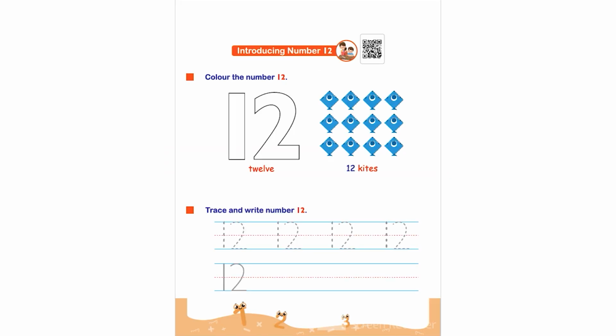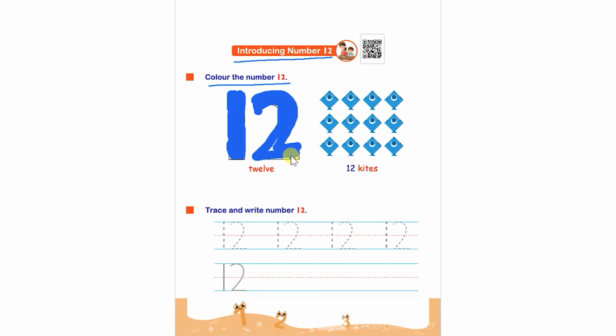Hello everyone. In this worksheet, the topic is introducing number 12. Color the number 12. So here in this worksheet, the child has to color the number 12. And they can use crayons or pencil colors to do the same.